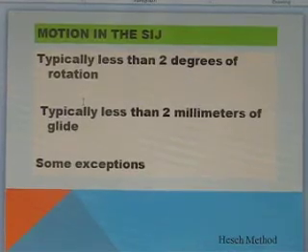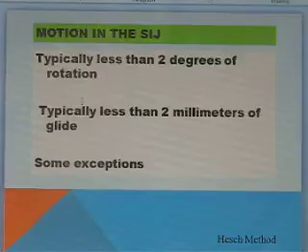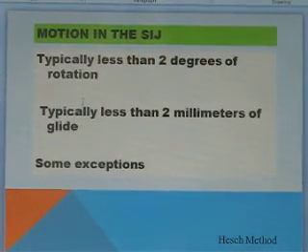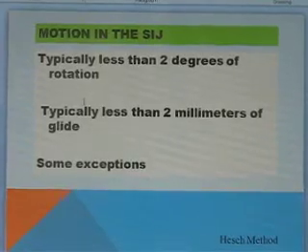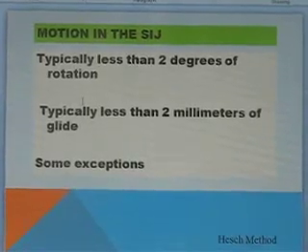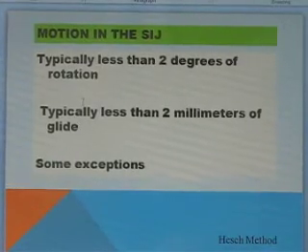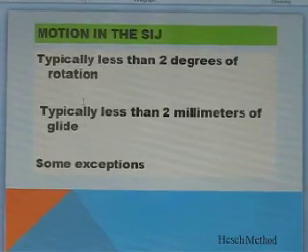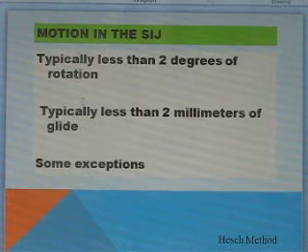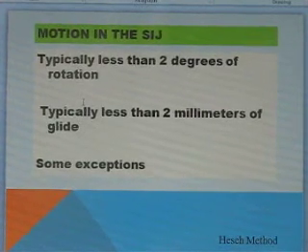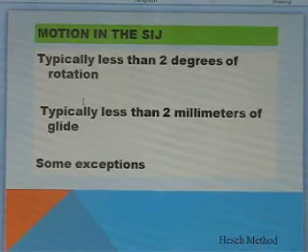So typically there's less than 2 degrees of rotation on one SIJ, typically less than 2 millimeters of glide. There are some exceptions. Of course, there are a pair of sacroiliac joints and a symphysis pubis, so total motion is greater than that. And certainly in the peripartum and postpartum states, the pelvis is much more mobile, and so motion can be much greater than that, and some people do sustain trauma such that their motion is certainly much more than that.